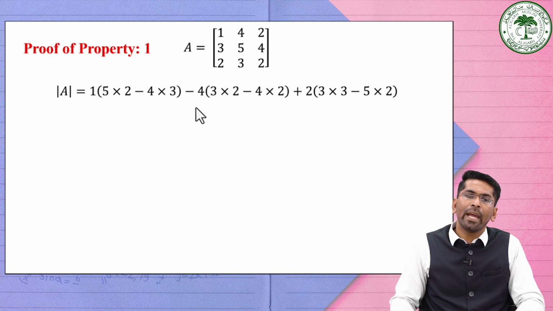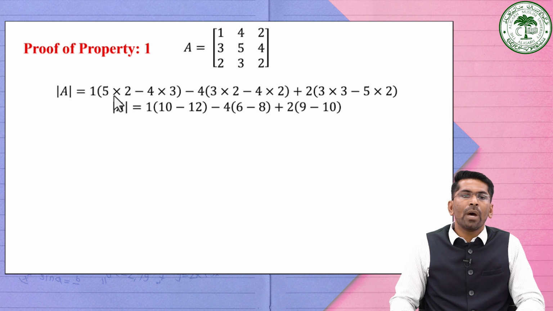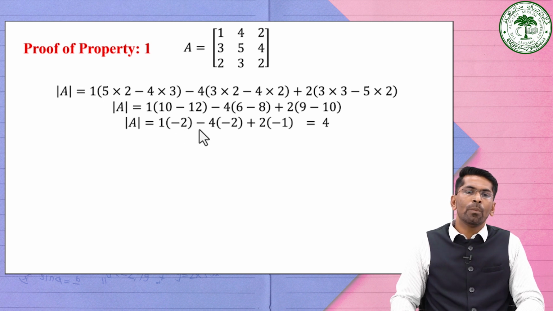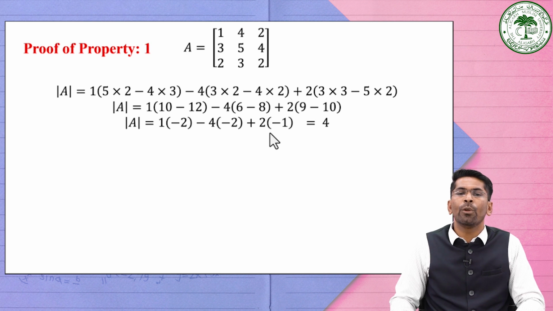So if you simplify it, then it is 1 into (5 into 2, which is equal to 10, minus 4 into 3, which is equal to 12), minus 4 into (3 into 2, which is equal to 6, minus 4 into 2, which is equal to 8), plus 2 into (3 into 3, which is equal to 9, minus 5 into 2, which is equal to 10). If you simplify it, then it is 1 into minus 2, minus 4 into minus 2, plus 2 into minus 1, which is equal to 4. So the determinant value of the given matrix A is equal to 4.